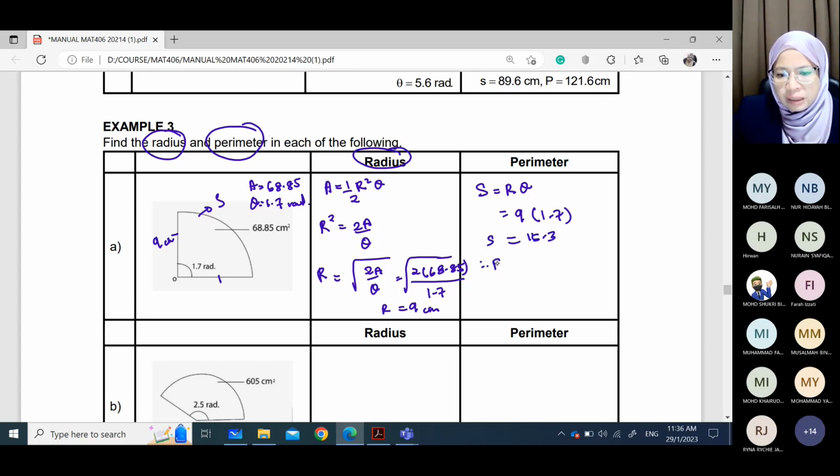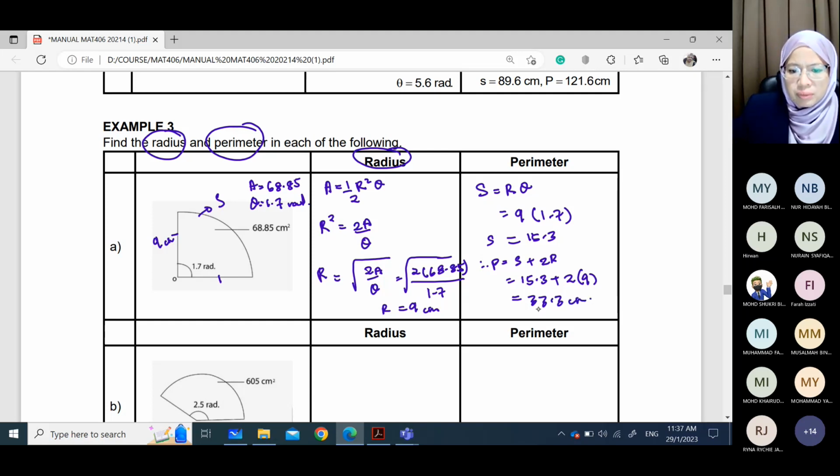So hence for P, perimeter is S plus 2R. Sama juga dengan 15.3 plus 2 times radius 9 cm. So jawapannya 33.3 cm. So ini adalah perimeter dia. Okay. Boleh buat tak?